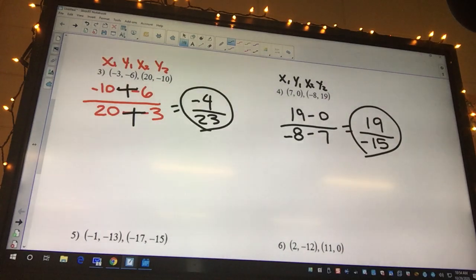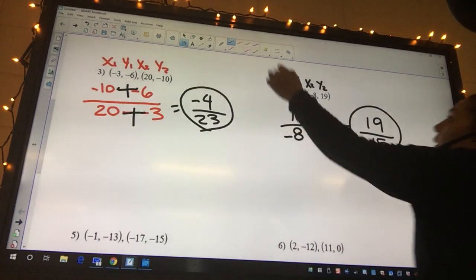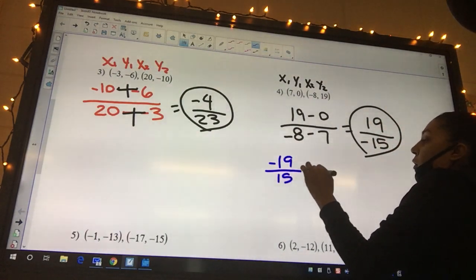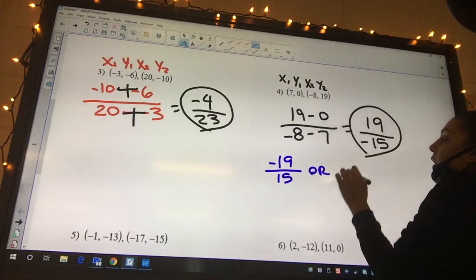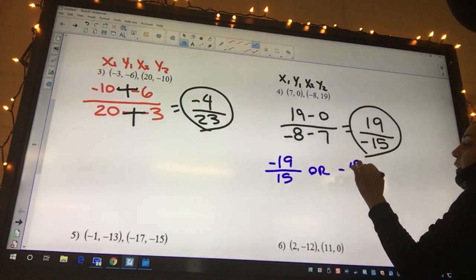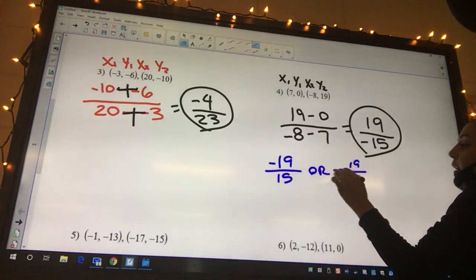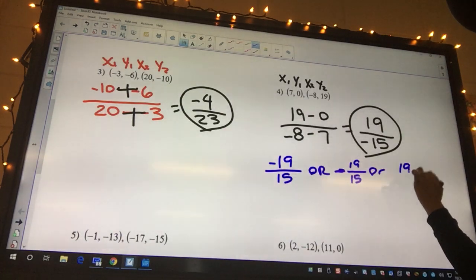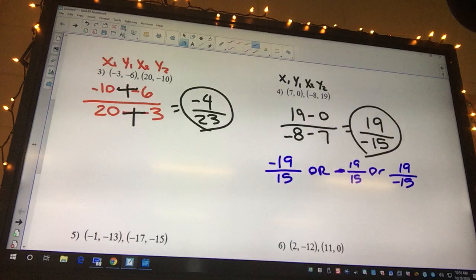And on your calculators, it doesn't really matter where you put the minus sign, as long as there's one there. So if you write negative 19 over 15, or 19 over negative 15, those are all the same exact answer. They look different, but they're the same.